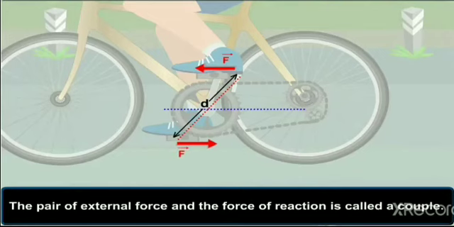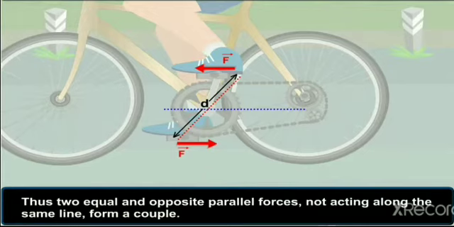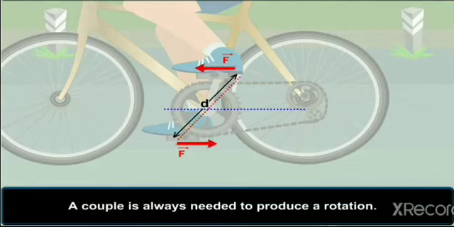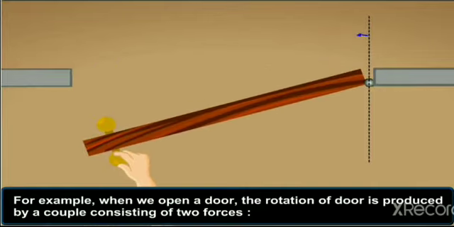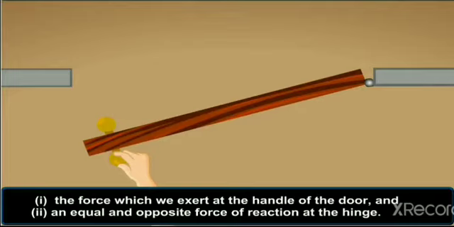The pair of external force and the force of reaction is called a couple. Thus, two equal and opposite parallel forces not acting along the same line form a couple. A couple is always needed to produce a rotation. For example, when we open a door, the rotation of the door is produced by a couple consisting of two forces. First, the force which we exert at the handle of the door, and second, an equal and opposite force of reaction at the hinge.